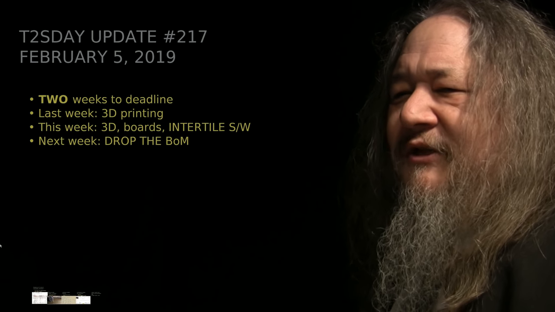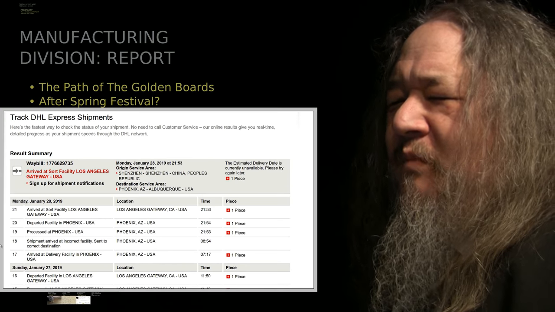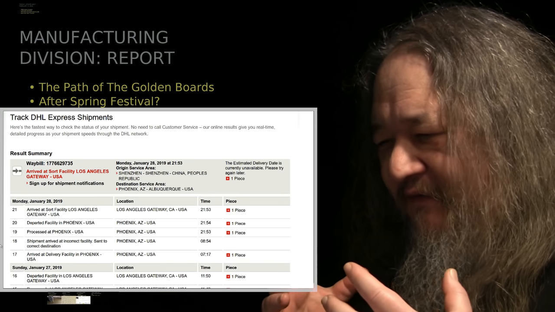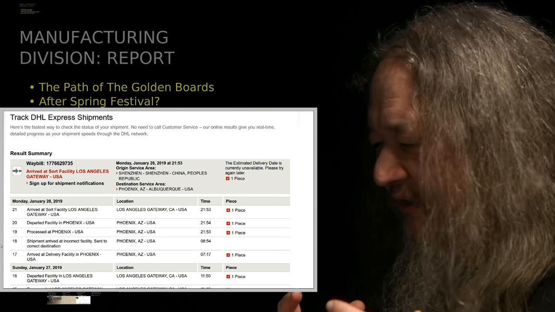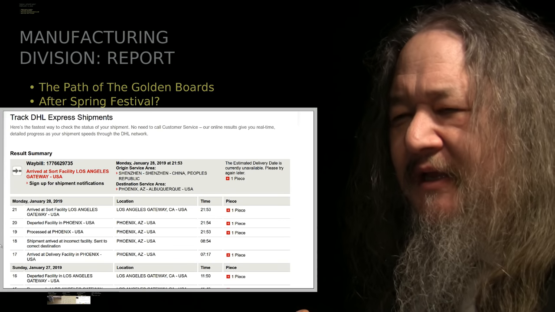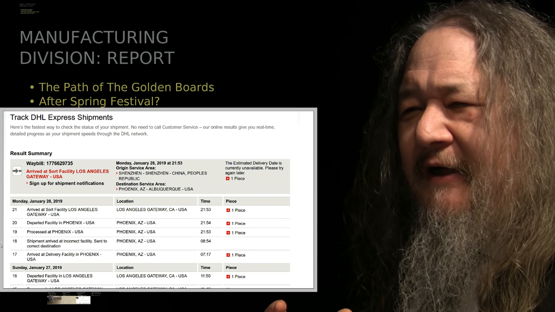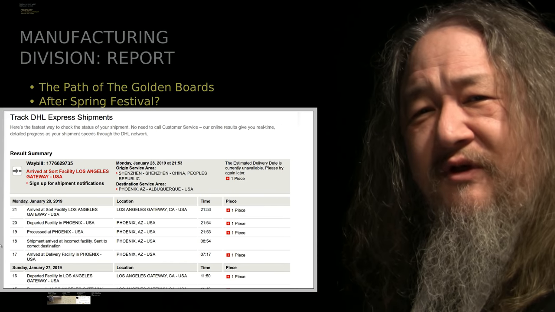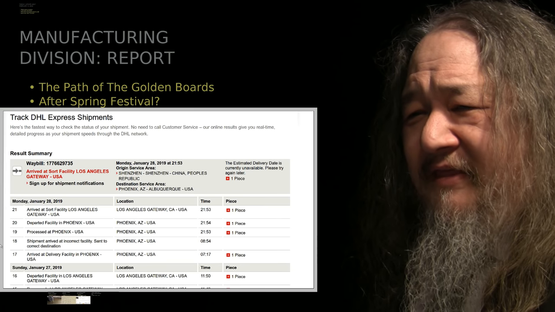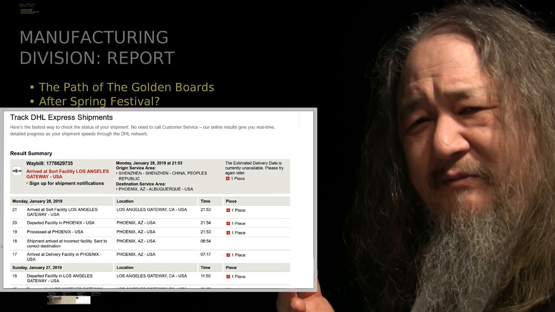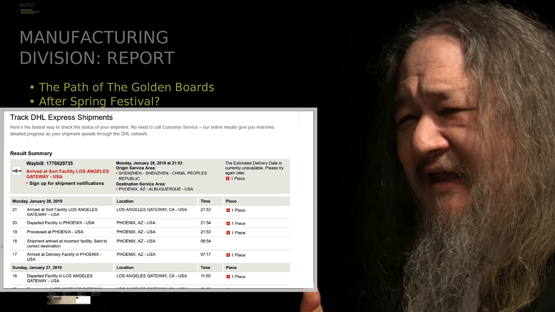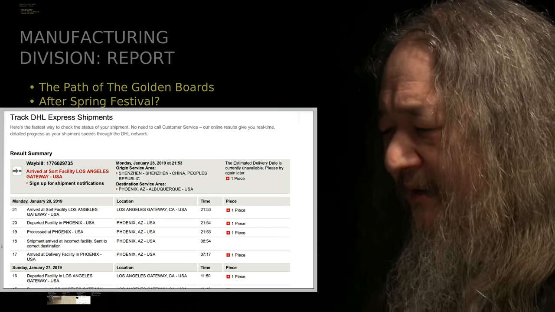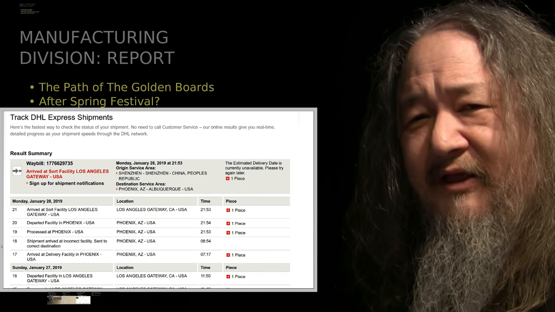All right, so last week we had ordered 200 of the final revision circuit boards that are going to be the basis for the T2 tiles. And they had gotten shipped from China on January 23rd. And then they went on this merry dance and they ended up going to Phoenix and then going back to LA. And then that's where they sat at the time of the last T2sday update. I didn't know what was going on.